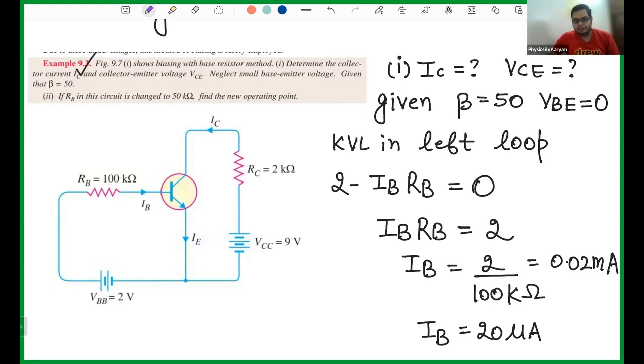So let's start. Let's do first the Kirchhoff voltage law in left loop. So let's apply Kirchhoff voltage law in this. So let's begin from here. So first I'm applying in closed loop, right? So I'm applying my Kirchhoff voltage law in closed loop.